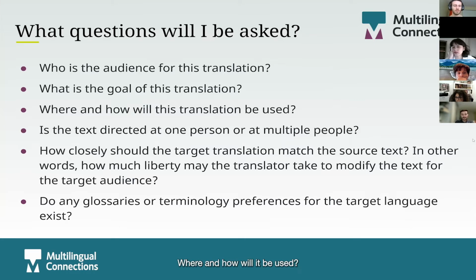And similarly, what is the goal of this translation? Where and how will it be used? As specific as possible. The more information we can have here will inform a better translation or localization.